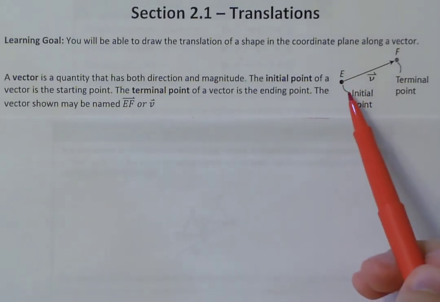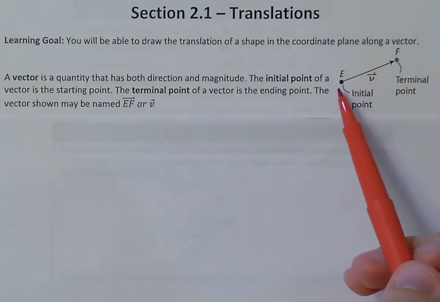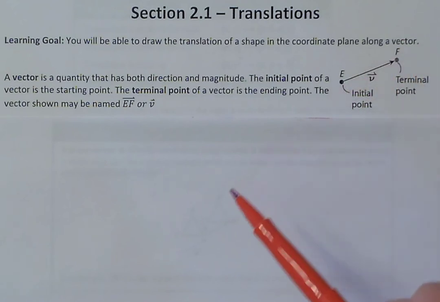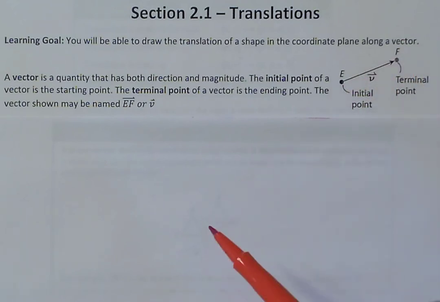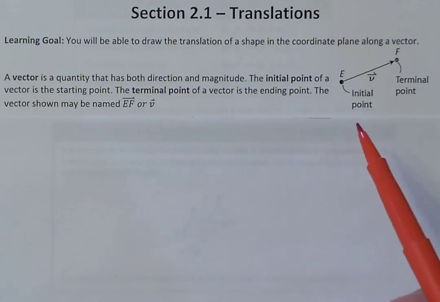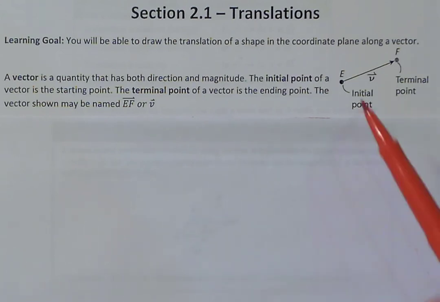So, what a vector does is it tells you the direction that you need to move the shape and by how much. So, it's going to tell you distance, it's going to tell you amount, and then in which direction. So, that's going to be kind of our key points for how we go through and translate shapes. So we're going to talk about how to translate along a vector, but also through coordinate notation. So those are going to be the two things we look at today.